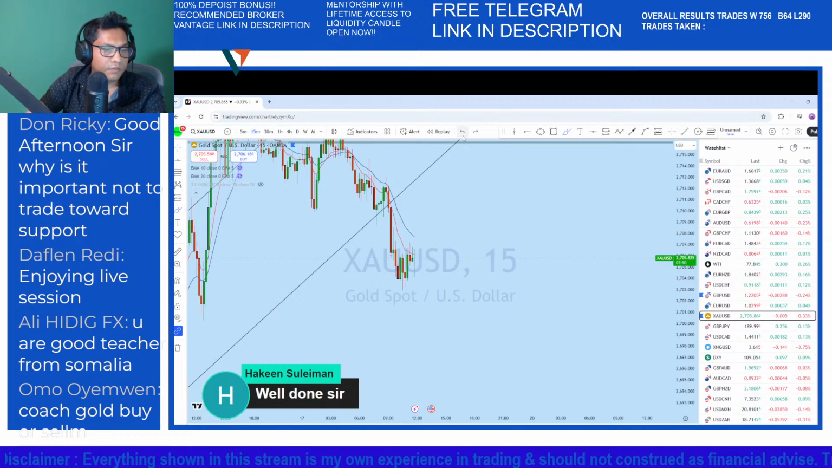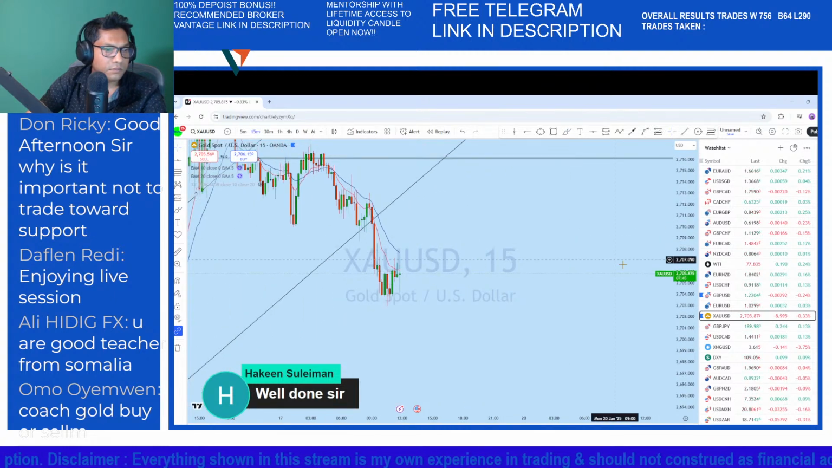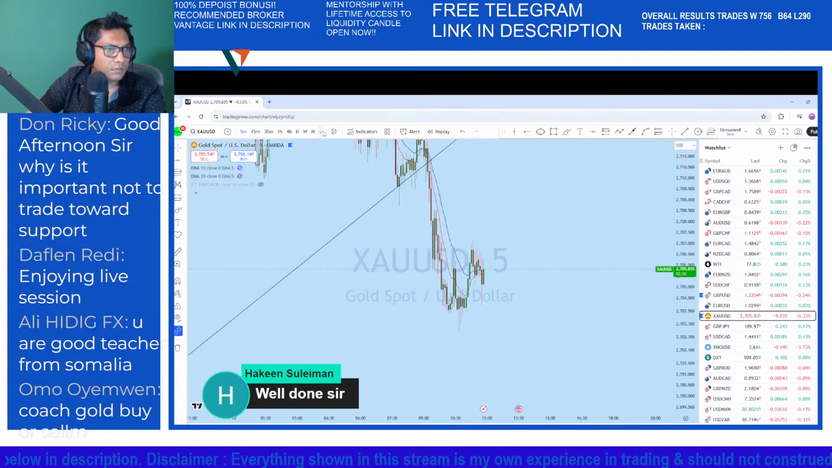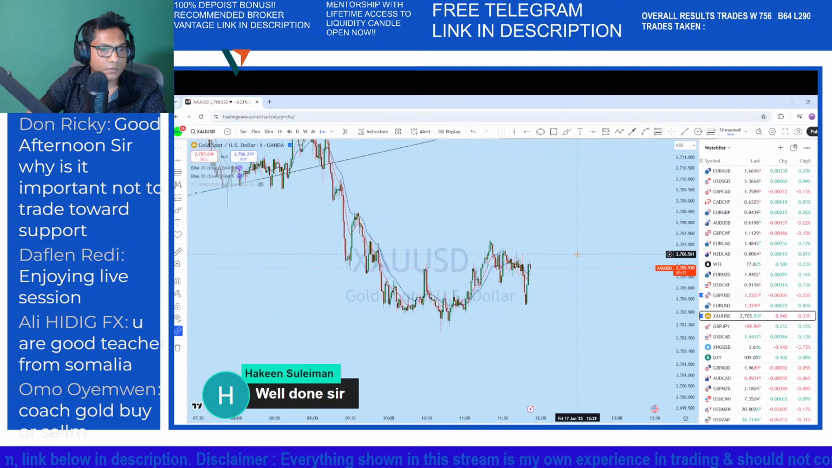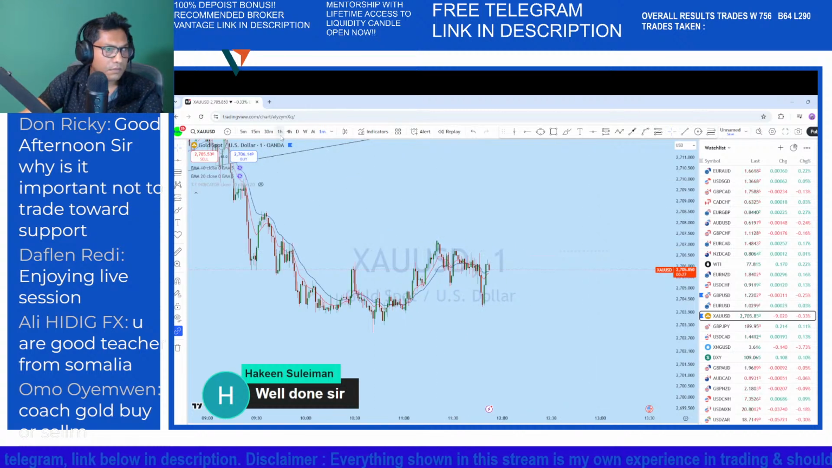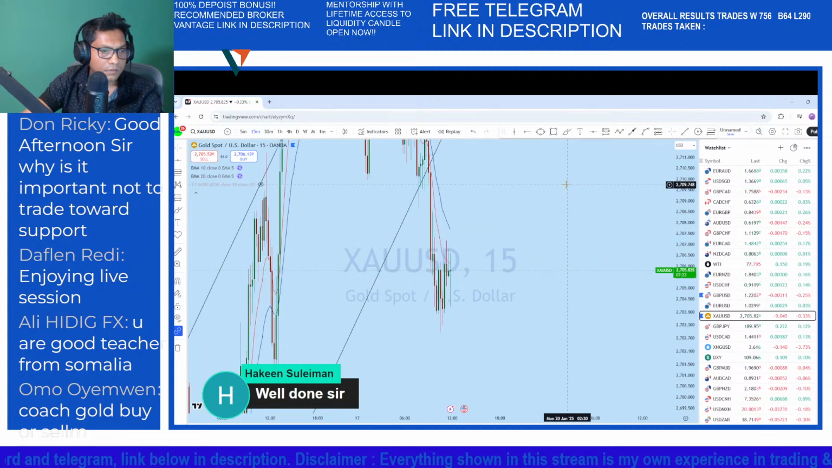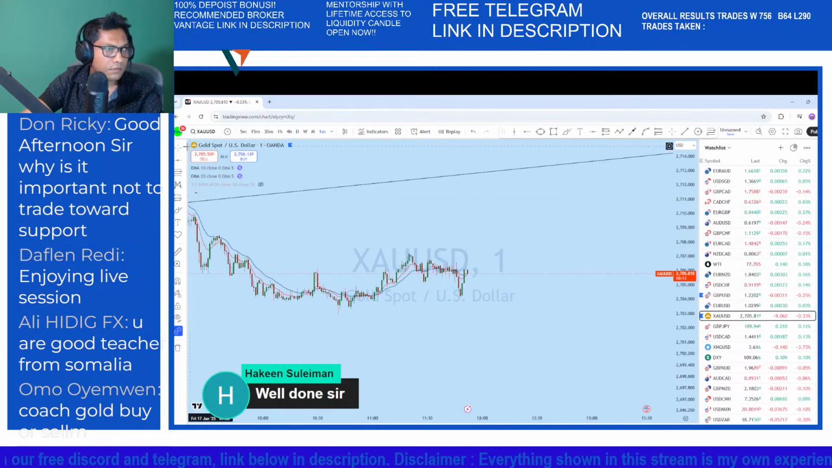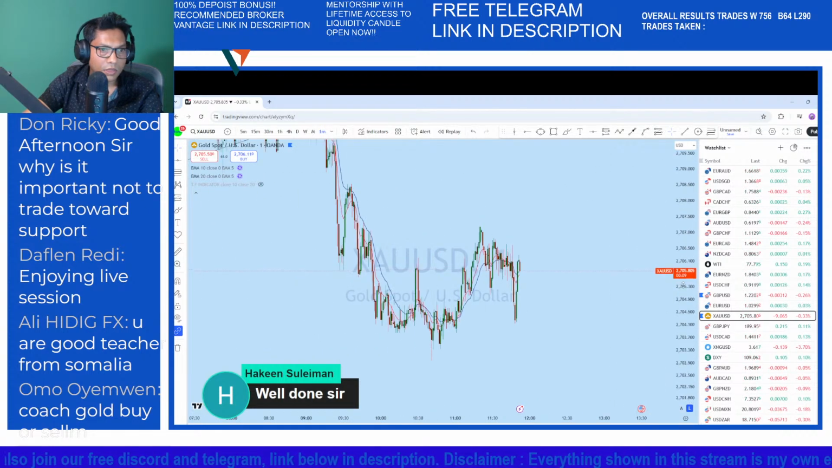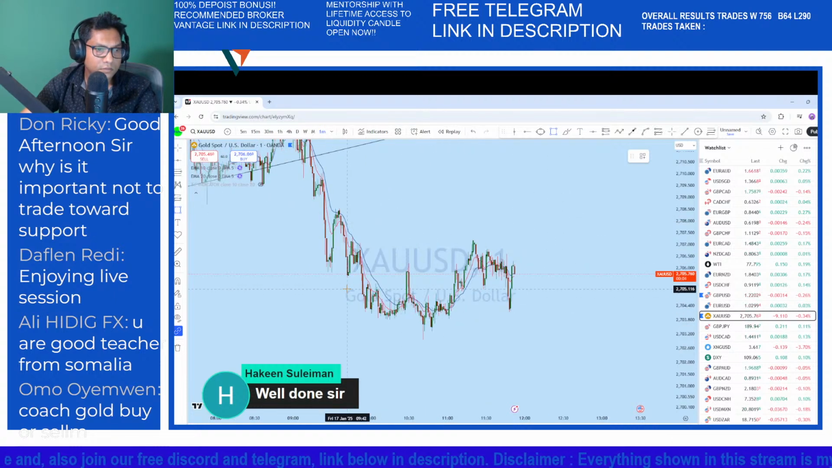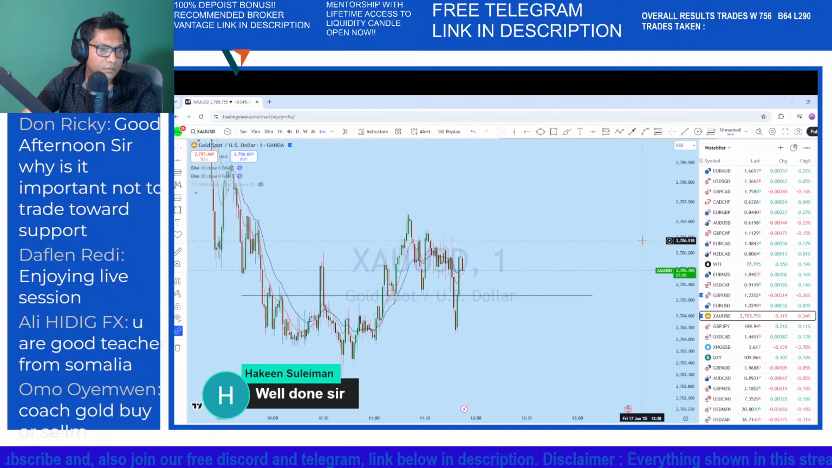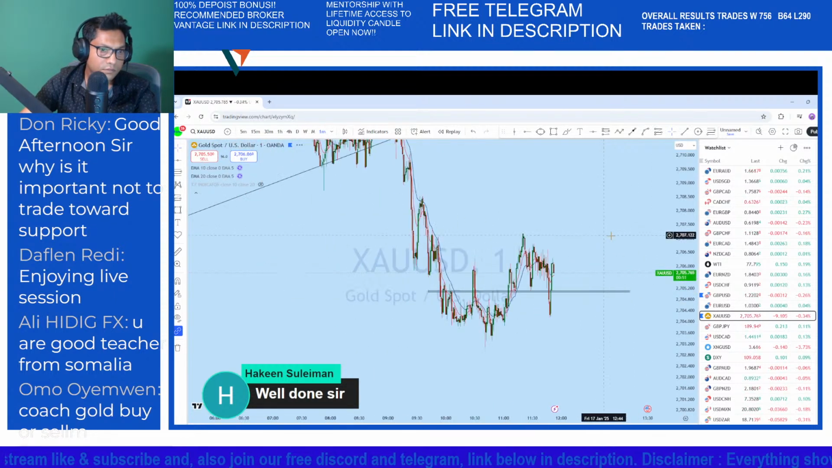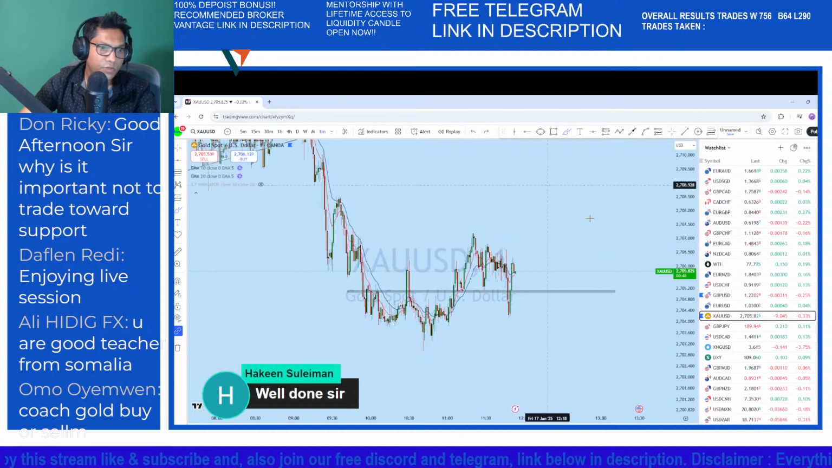Series of lower high formation here. Lower high formation here on XAUUSD.